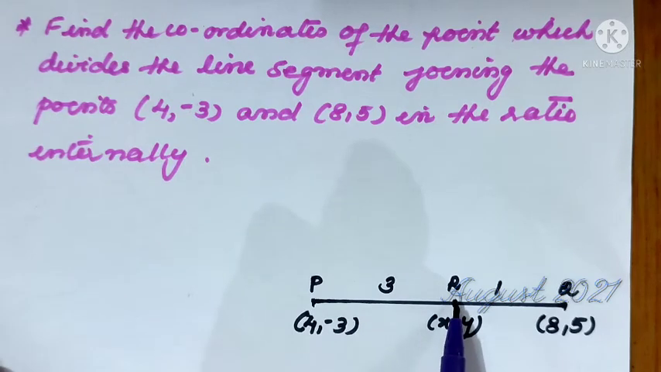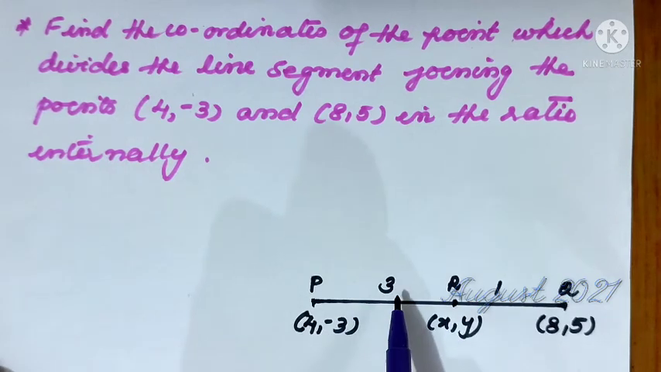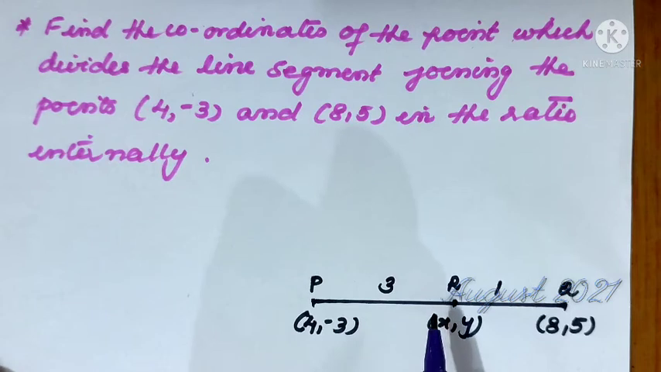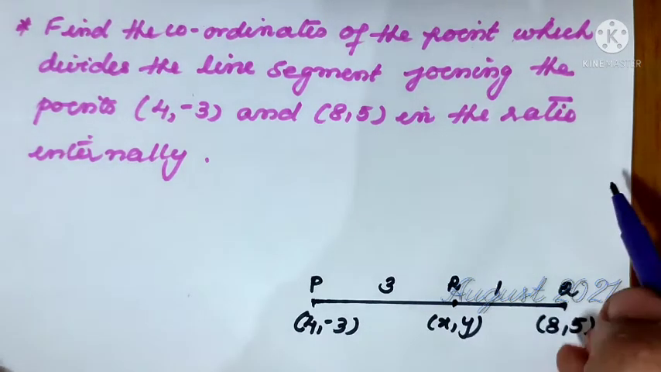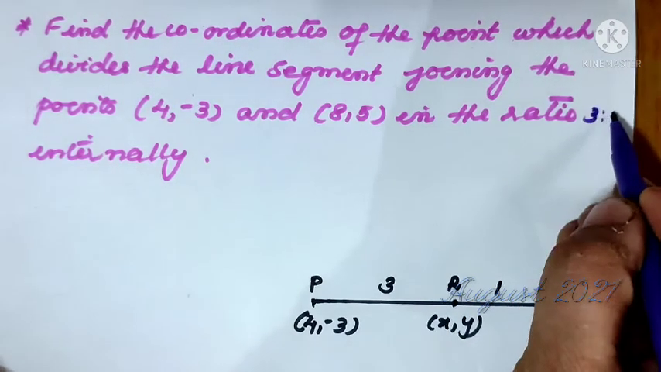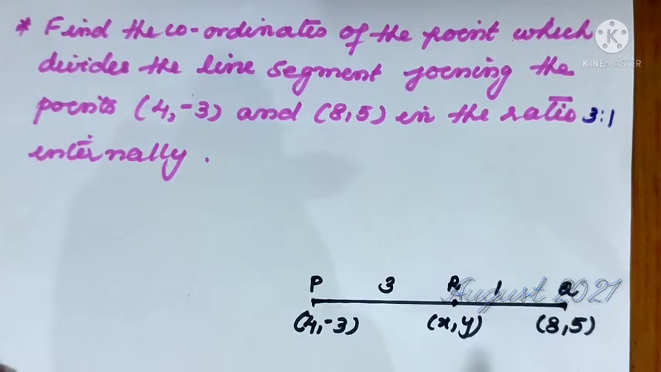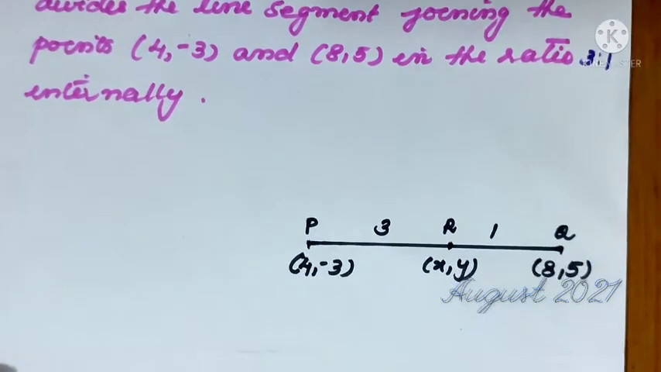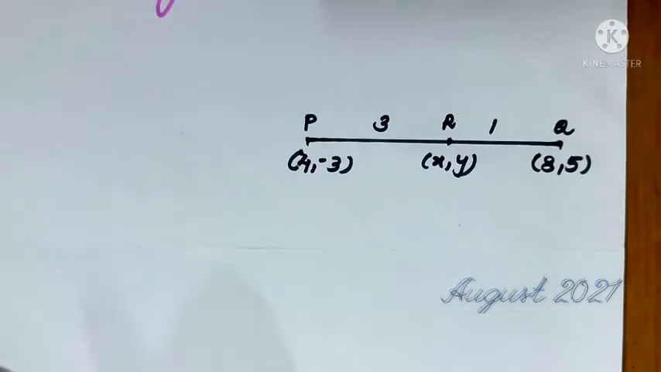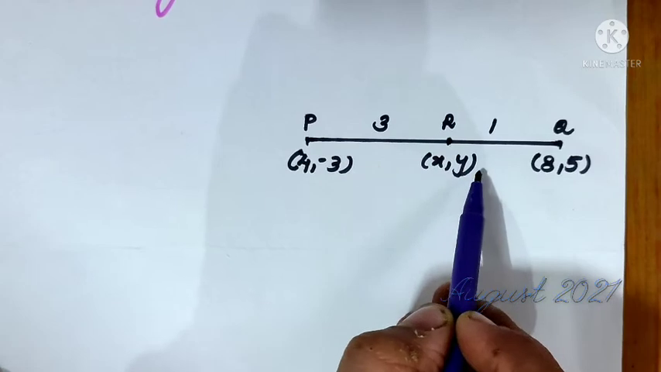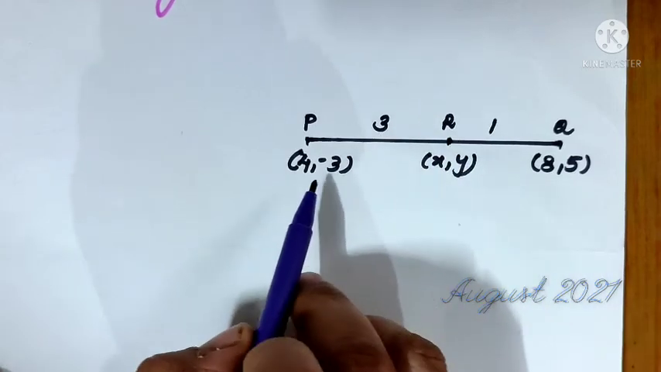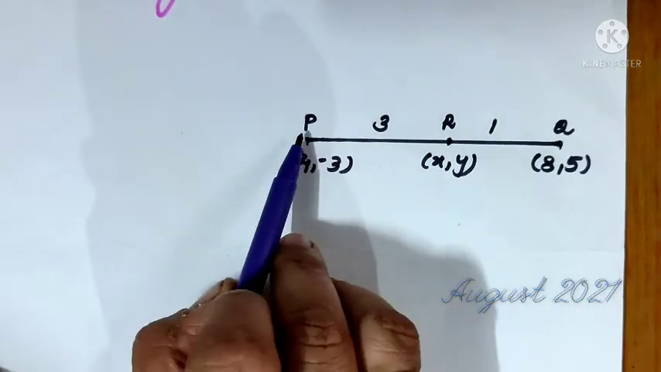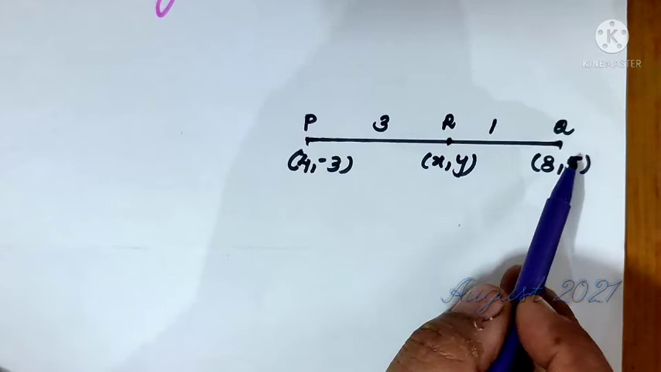The coordinate of the point R we have to find, which divides the line joining the points (4, -3) and (8, 5) in the ratio 3:1 internally. So 3:1 is the ratio, internally. We have marked the 3:1 in the diagram. Now you see what we have to calculate, the x, y. And (4, -3), (8, 5) are the coordinates for P and Q respectively.